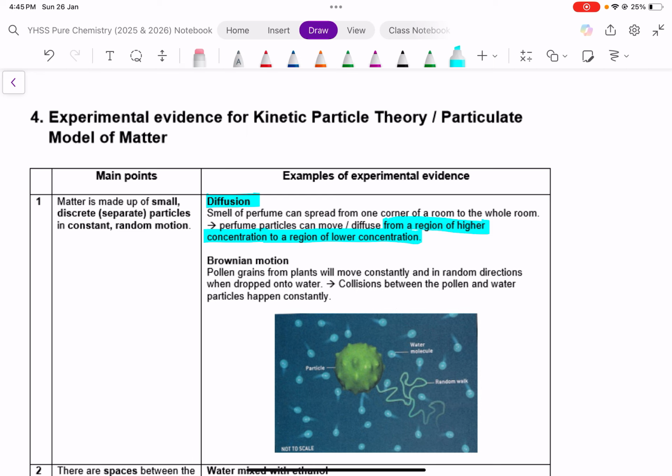Diffusion we will cover in part 2 of the notes, okay, but suffice to say that diffusion is strong evidence that matter is made up of small discrete particles in constant random motion. We have also been through Brownian motion, what Robert Brown saw under the microscope with the pollen grains. That's also evidence for the kinetic particle theory.